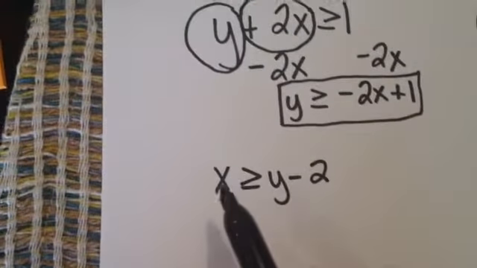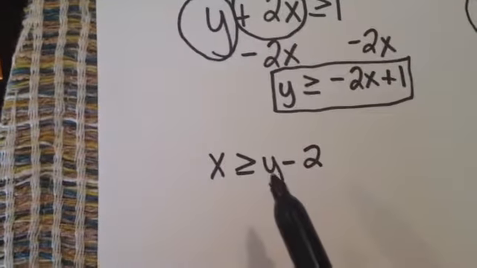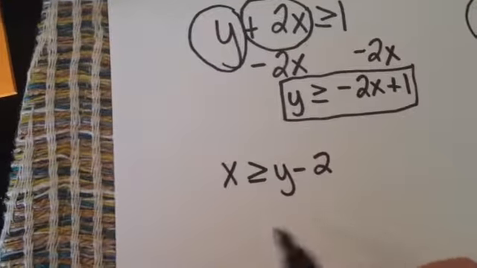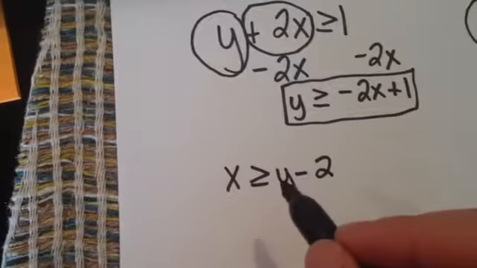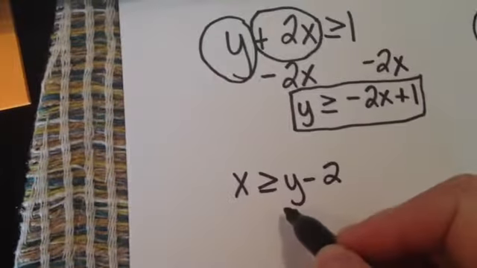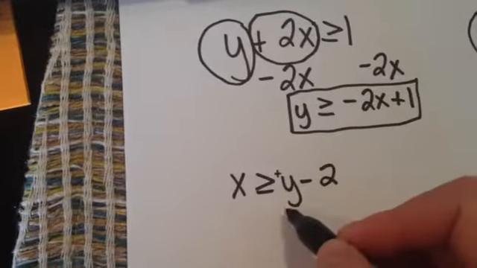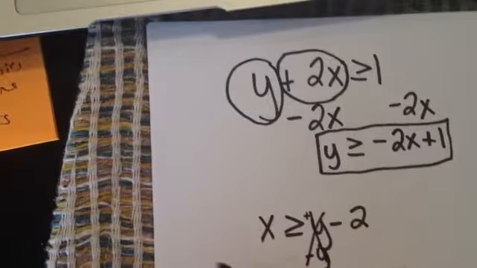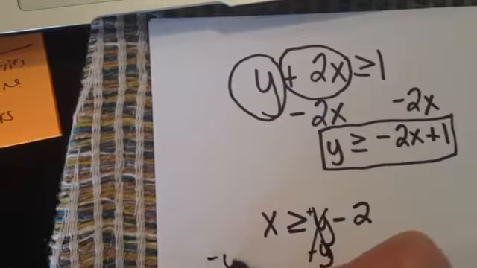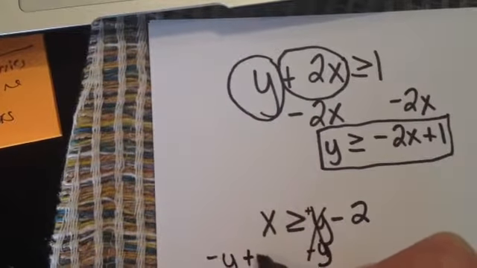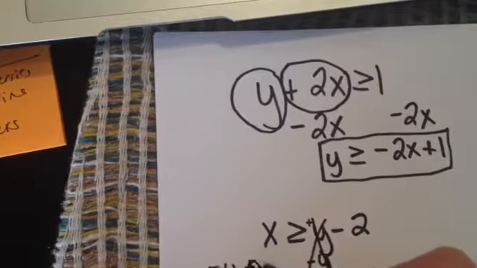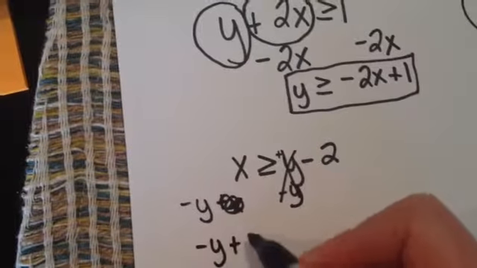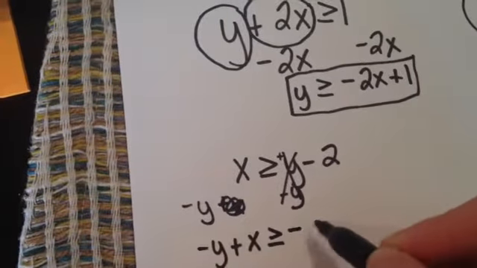Okay, this one here, you can see that x is by itself over here. I want to go ahead and move the y to the other side, and I'm going to move the x to the other side. So I'm going to do one step at a time. First, let me move this y. So this is a positive y. So I'm going to subtract that y. Whatever I do to one side, I do to the other. So now I have a negative y plus x. Let me rewrite that as a second step. So now I have a negative y plus x is greater than or equal to a negative 2.